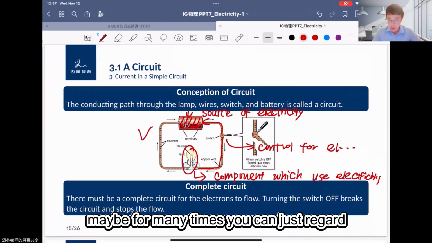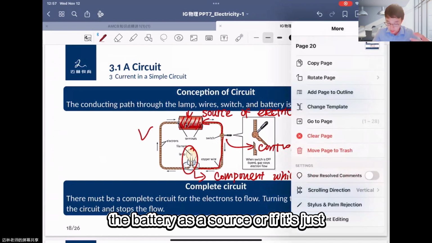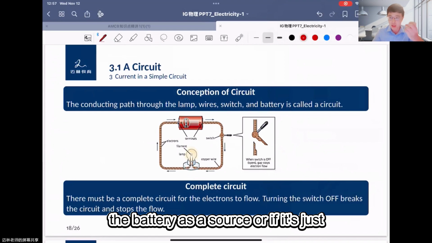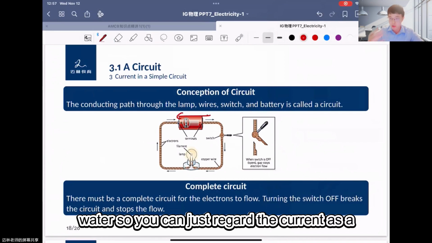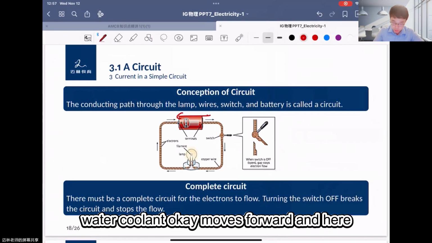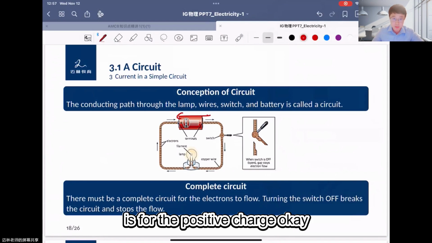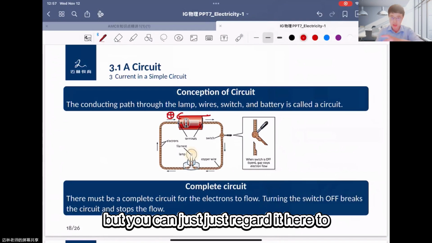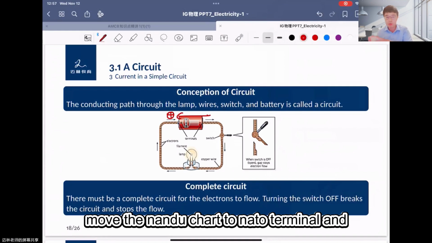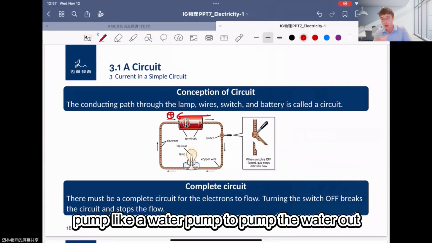Many times you can regard the battery as a source, like a pump that plugs in and pumps some water, so you can regard the current as a water current that moves forward. And here is the positive charge, moving forward. So we can regard it as moving the negative charge to the negative terminal and then to the positive terminal, like a water pump pumping the water up.